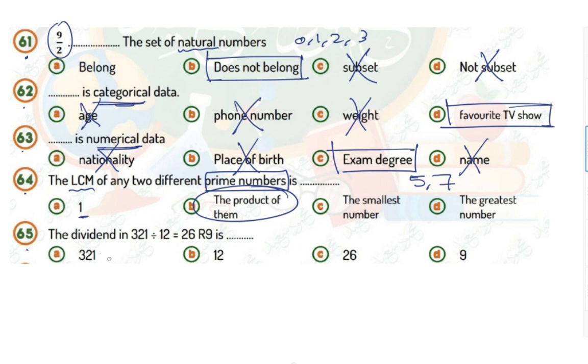65. The dividend in 321 divided by 12 equals 26 remainder 9. Where is the dividend? Just the first one. So, the first is the dividend, 12 is the divisor, 26 is the quotient and 9 is the remainder. Okay, let's continue. Choose questions.